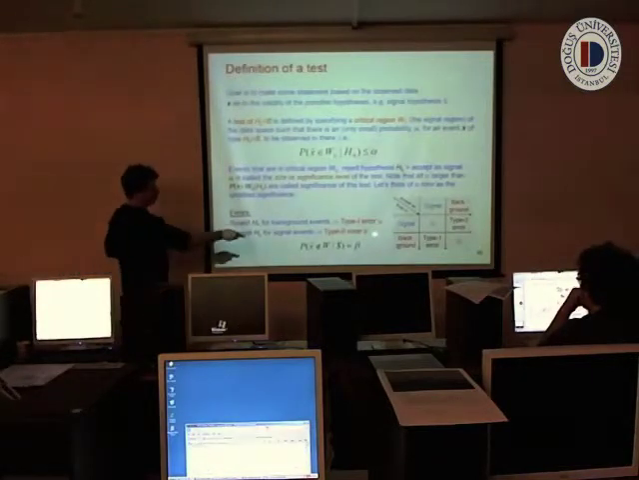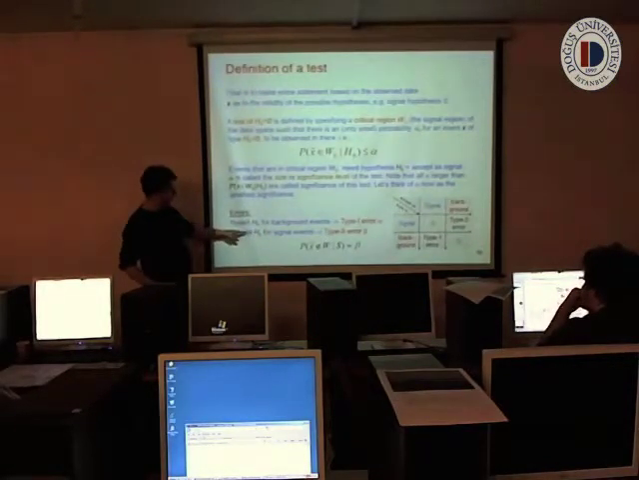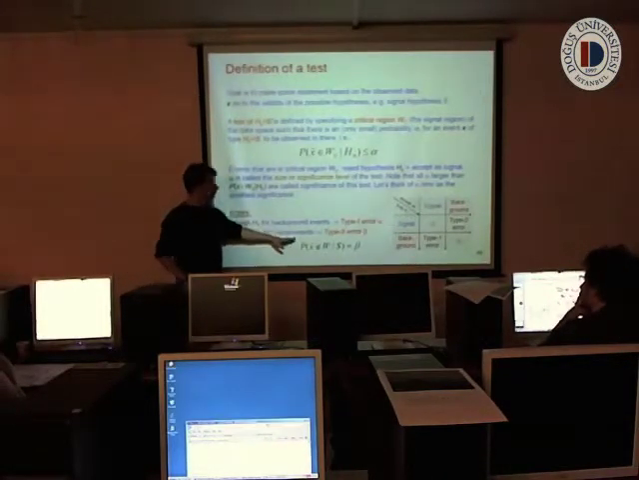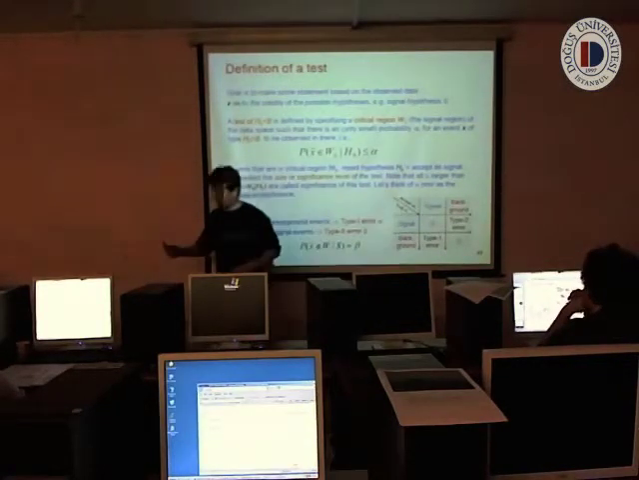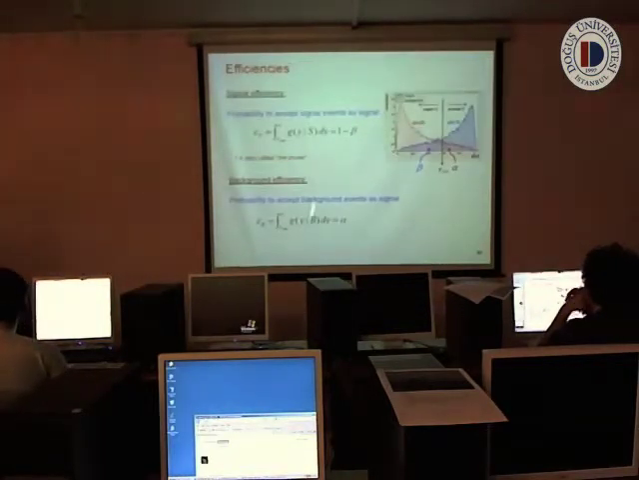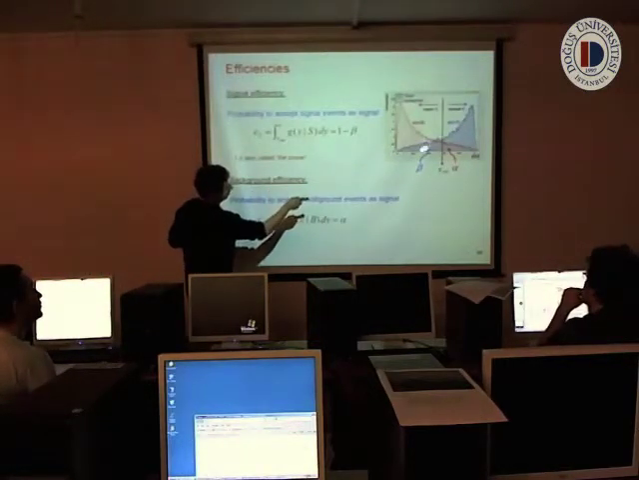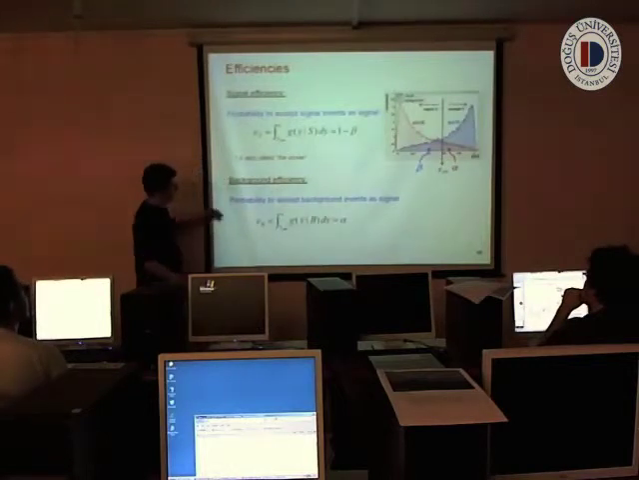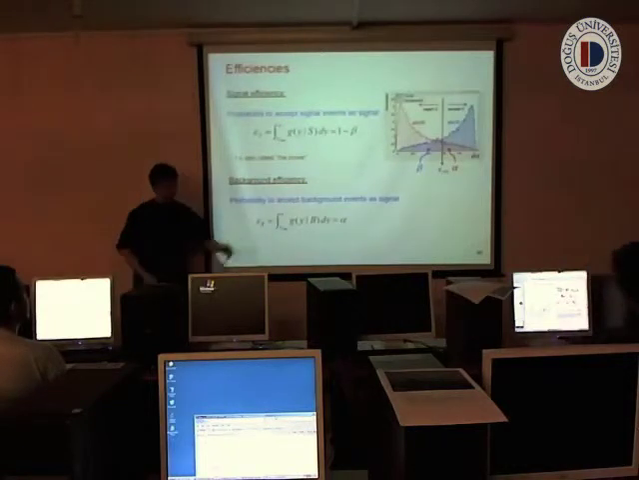Type 2 error, also called beta: you reject signal events as background. So you accept the hypothesis that it's a background, although it's a signal event. You can write it like this, and it's called a type 2 error. It's just the opposite, the other error you can make. Signal efficiency is then defined as 1 minus beta. This is beta, the signal efficiency is going to be 1 minus beta. And the background efficiency, which you want to keep small, is basically this part, alpha.